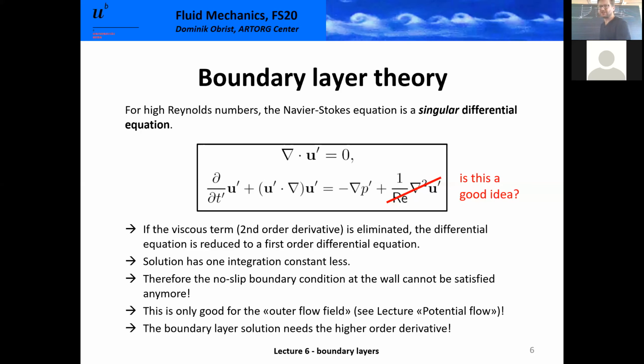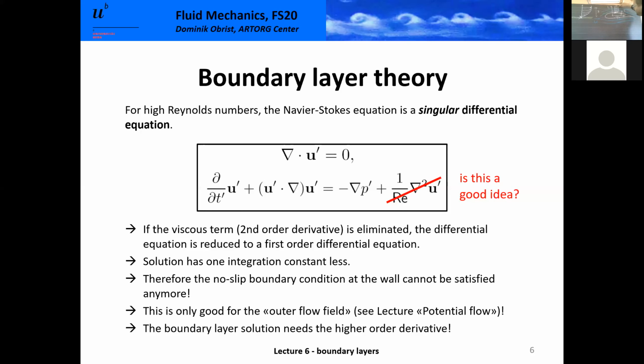And the boundary condition we can satisfy is the outer boundary condition. So for instance, if the airplane is flying with a velocity u or sees a velocity u coming toward it, we know that somewhere far away from the airplane, we have a velocity u up here. I hope you can see that. So we have a boundary condition far away for y to infinity.